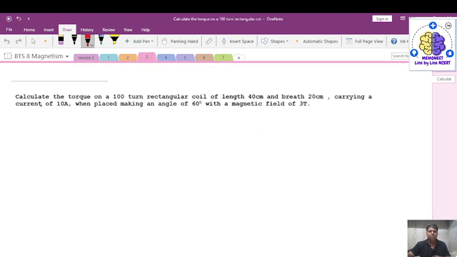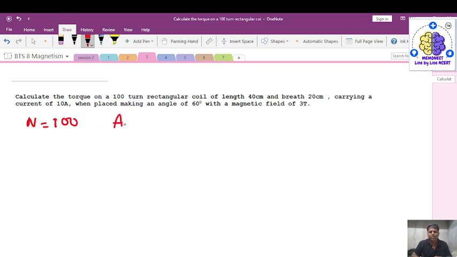So here in the question, it says calculate the torque on a 100-turn rectangular coil of length 40 centimeters and breadth 20 centimeters, carrying a current of 10 ampere, when placed making an angle of 60 degrees with the magnetic field of 3 Tesla, right? So see, what they have given to us is the number of turns is equal to 100.